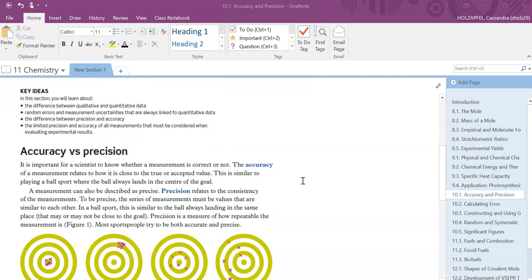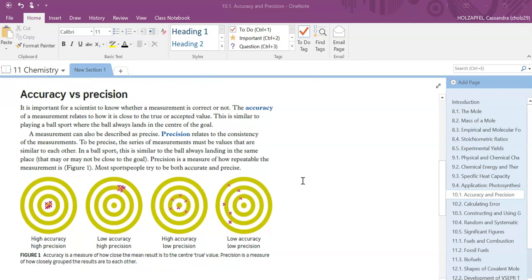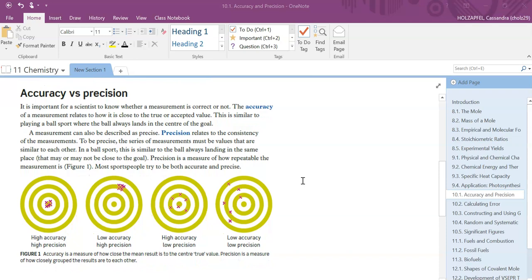Okay, so let's start off with accuracy and precision. The difference between something that's accurate and something that is precise is that when something is accurate, it's close to the goal, close to where we want it to be. When something is precise, it means it's hitting the same spot over and over again. So something can be precise without being accurate, and something can be accurate without being precise.